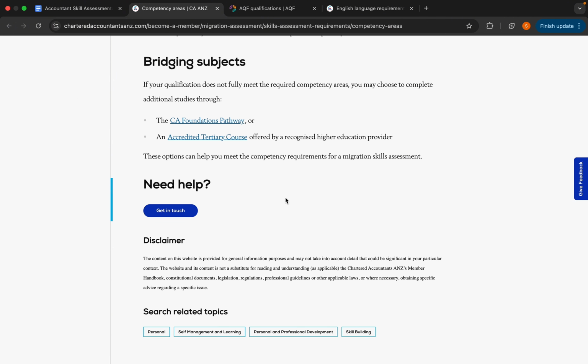Another important thing: if your qualification does not fully meet the required competency areas, you may choose to complete additional studies through the CA Foundation pathway or an accredited tertiary course. But what you have to be careful about here is, you can't claim your experience from before your degree.